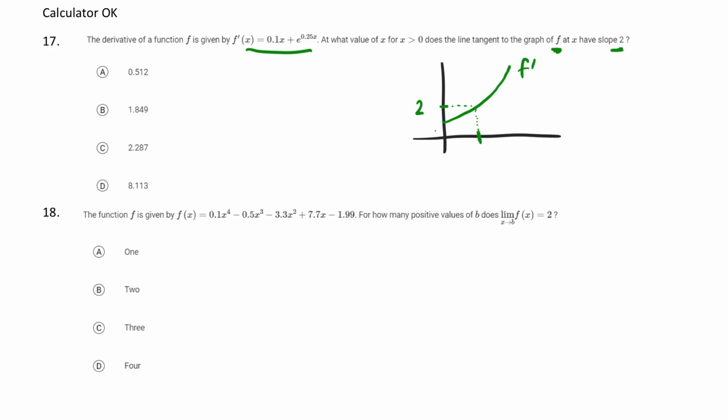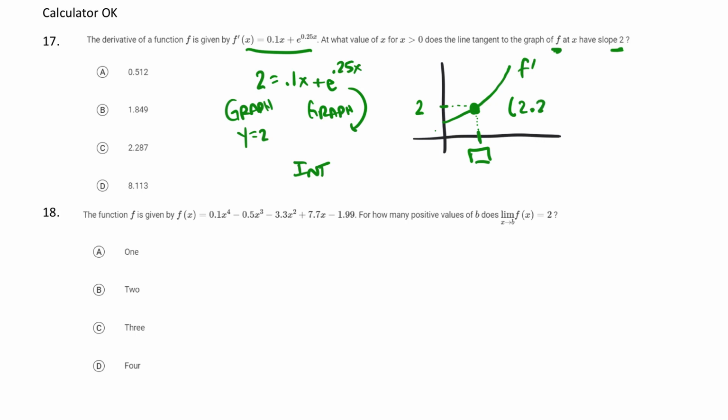So what you can do to find this x value is you can set this equal to it: 2 equals 0.1x plus e to the 0.25x. You can go ahead and solve. This might be a little bit difficult to solve. So what I suggest is you graph right here y equals 2 and graph this and find the intersection point right there. And when you find that intersection point, you will get 2.2869 comma 2. That is the intersection point between those two lines.